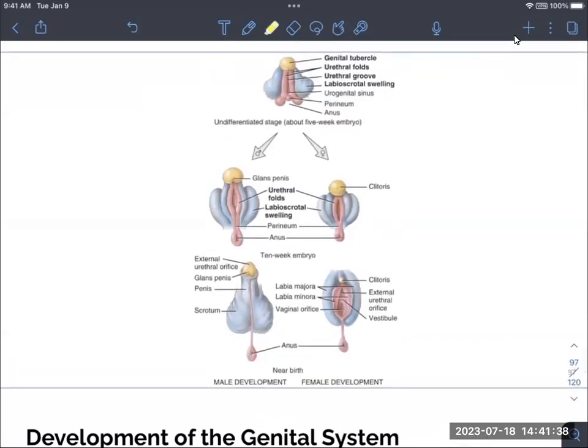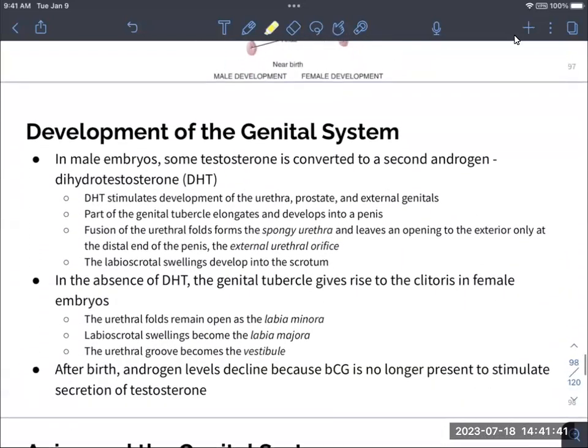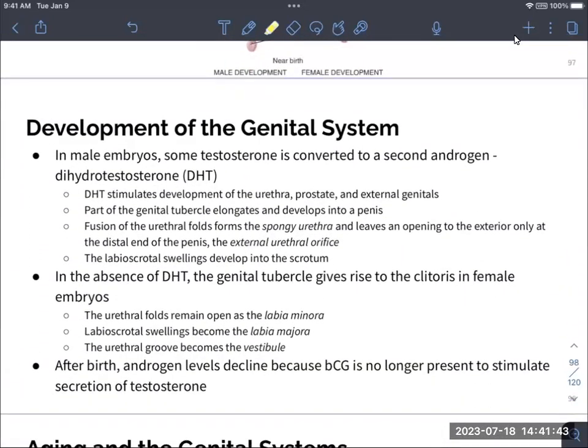This is when male embryos, because testosterone is starting to be secreted, convert it to dihydrotestosterone, another form of testosterone that stimulates the development of the external genitalia in men. Because there is no dihydrotestosterone in females, that's what causes the clitoris, the labia minora, the labia majora, and the vestibule to form.